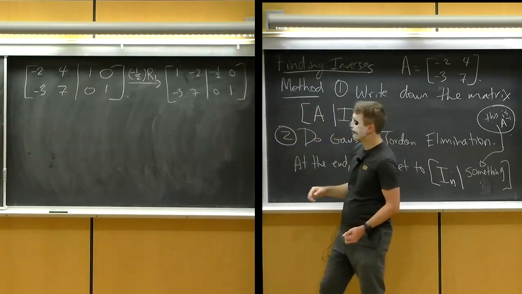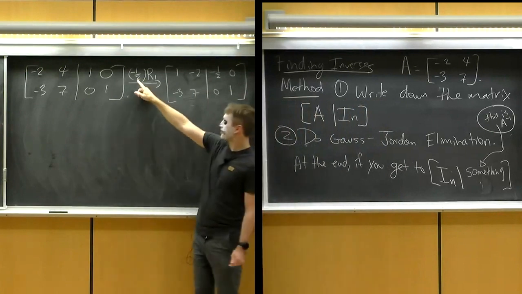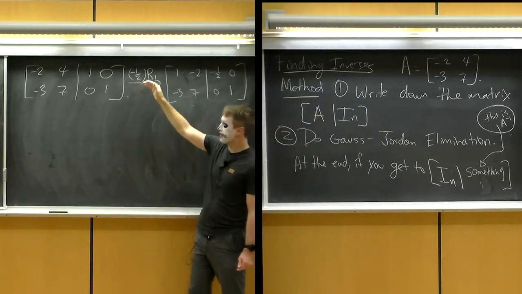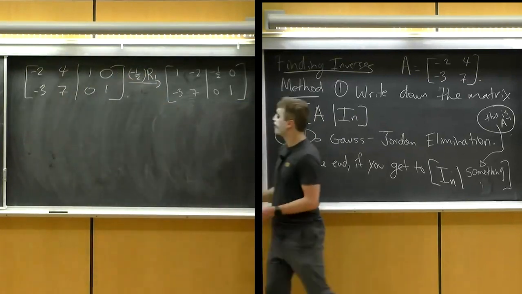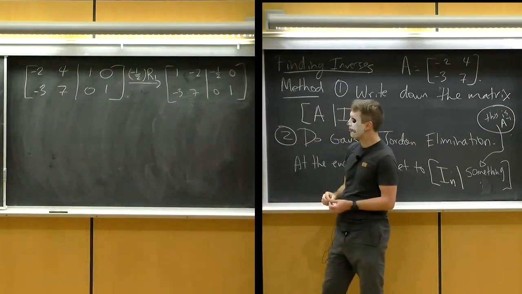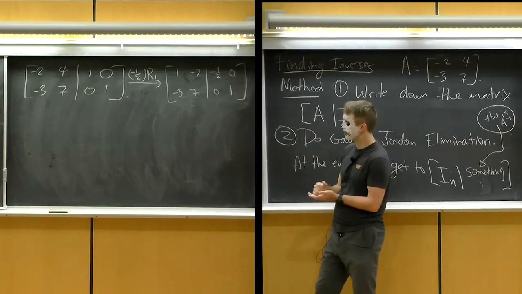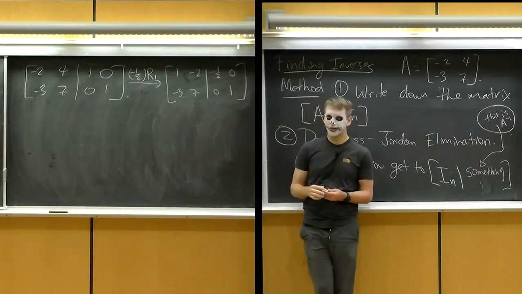So I do -1/2 times the first row. That means I need to multiply everything in that row by -1/2. I think I did that right, I hope. Okay, any suggestions for what I should do next?